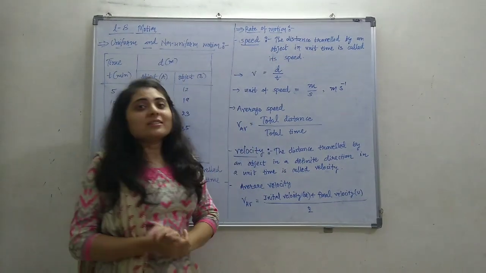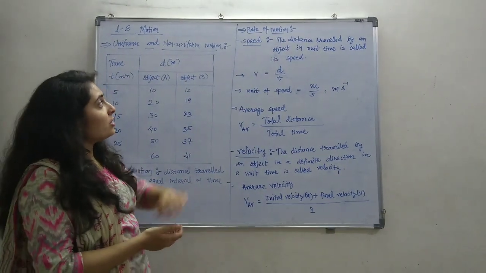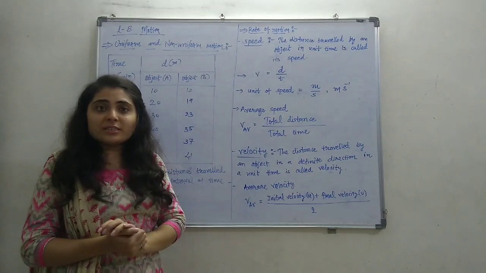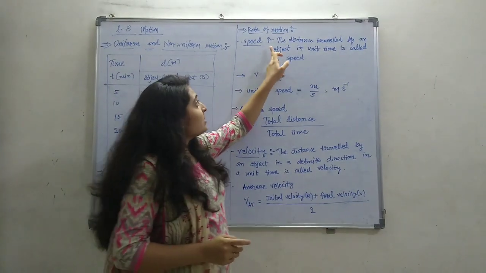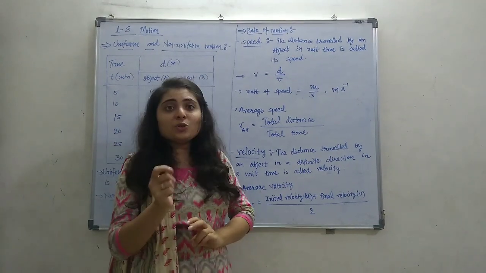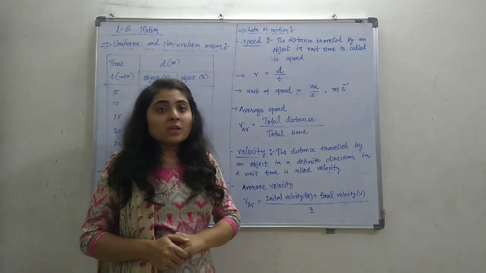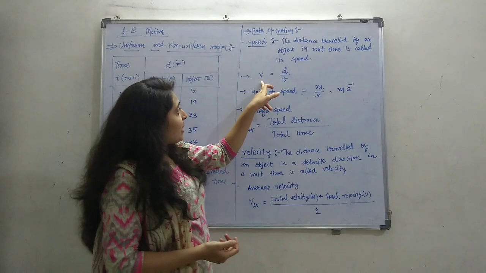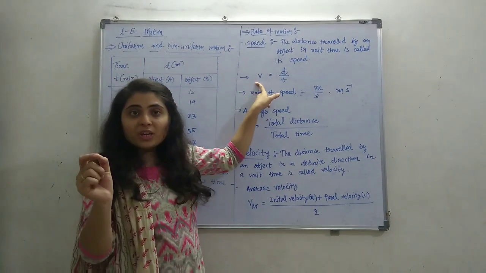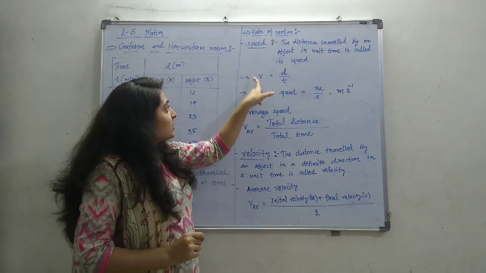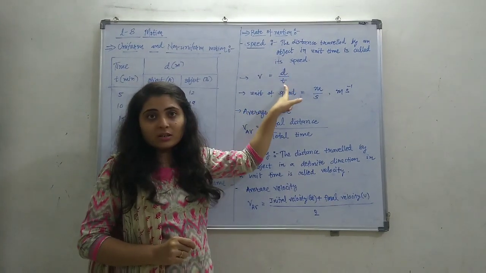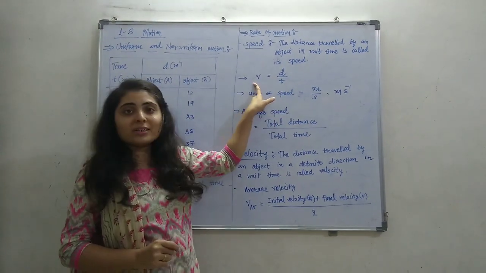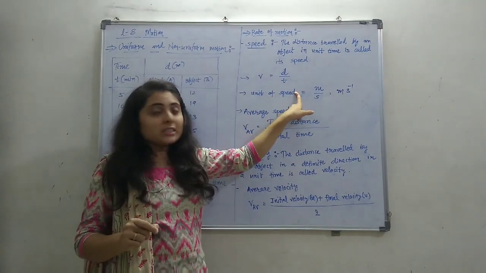So for the rate of motion, we introduce a very important quantity, that is speed. How is speed defined? The distance traveled by an object in unit time is called its speed. So from the definition, the formula of speed can be written as follows. V is the symbol for speed. Speed V is equal to distance traveled upon time taken. So the distance traveled in unit time is called its speed. V is equal to d by t.